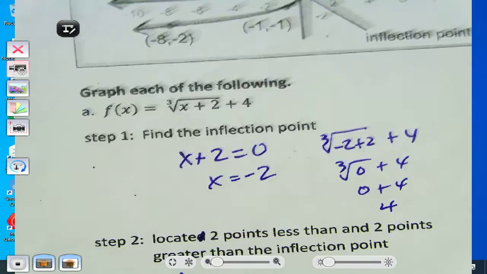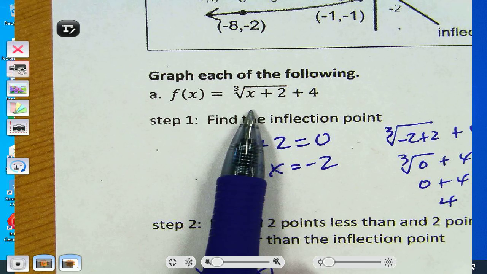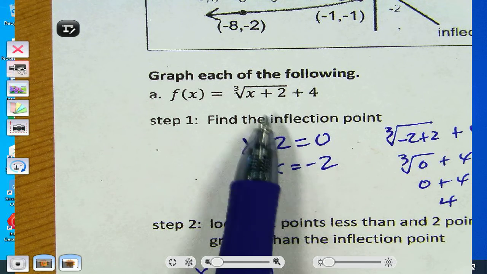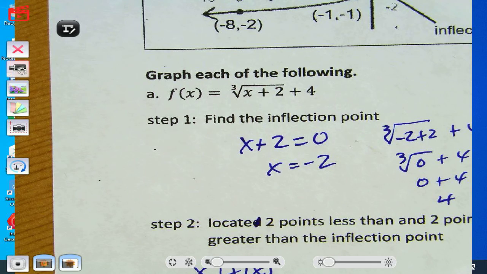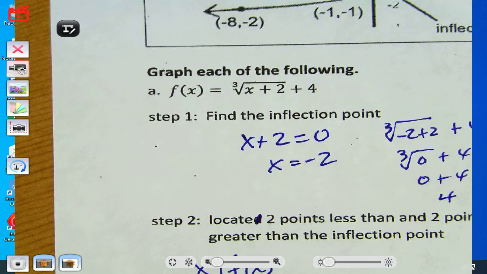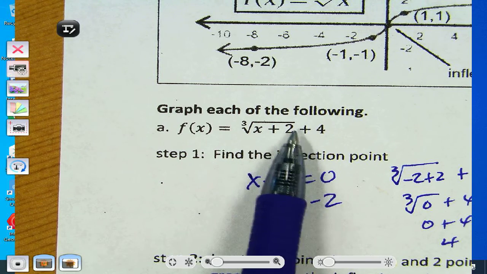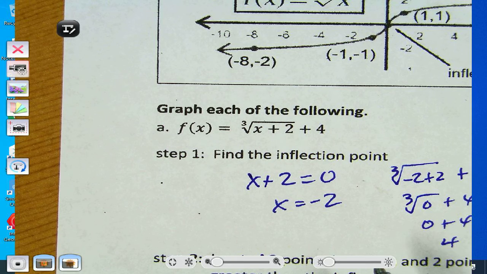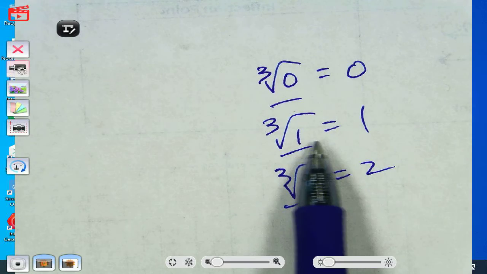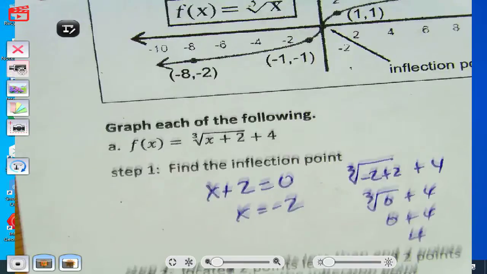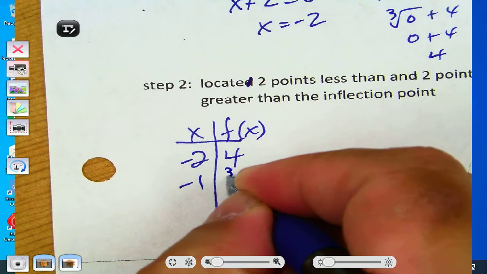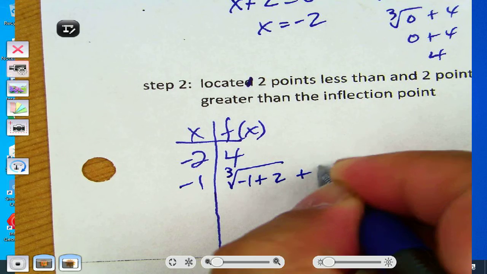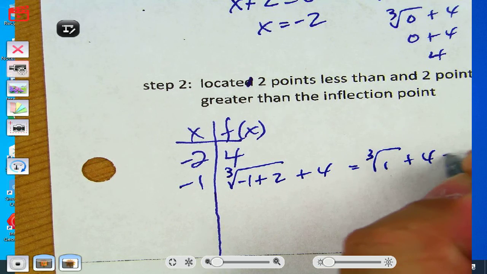Now, how do I get x plus 2 to equal 1? What do I need to plug in for x to make it equal to 1? Negative 1. Negative 1 plus 2 equals 1. You understand that? So I'm looking for what I can plug into x to make x plus 2 equal 1. We were using 0, 1, and 8, so I'm using 1 now. If I plug in negative 1, that'll turn into a 1. So that's cube root of negative 1 plus 2, plus 4. That's cube root of 1 plus 4, which is 5.